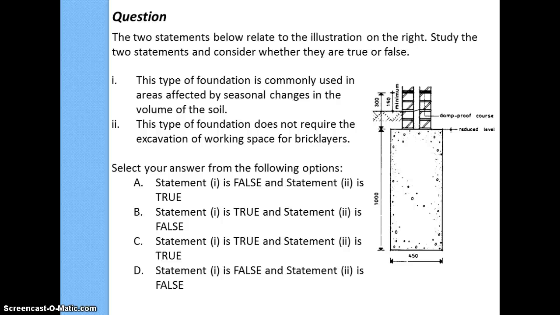Secondly, this type of foundation does not require the excavation of working space for bricklayers. Again, that's true because all you need to do is actually excavate a trench of the required width and fill it to just below ground level with concrete. So both statements are true, so the answer again is C.